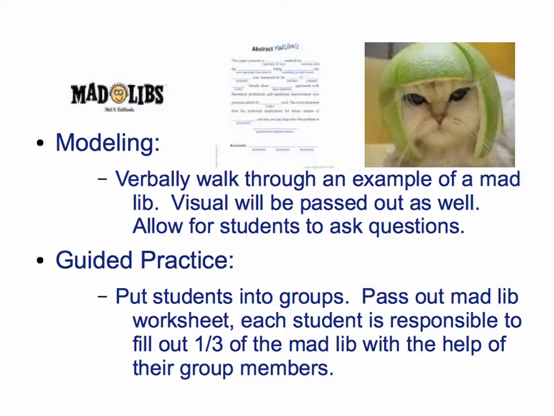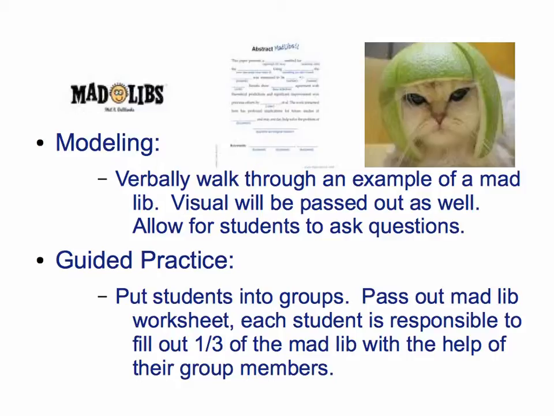Modeling. Now, this was just horrible. I'm sure you've all had experiences where you're trying to explain something to somebody and all your students' faces are just like, blank. So here I actually needed to change what I was doing. And in the end, it ended up working out, and the students did understand what a Mad Lib was.